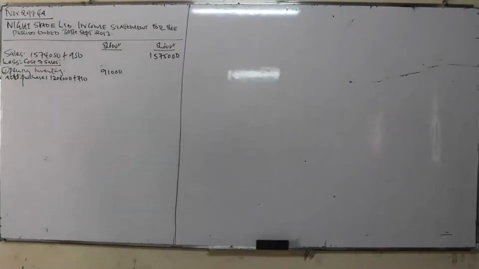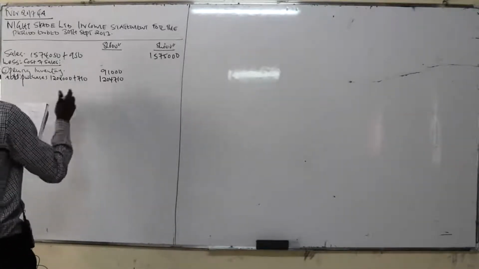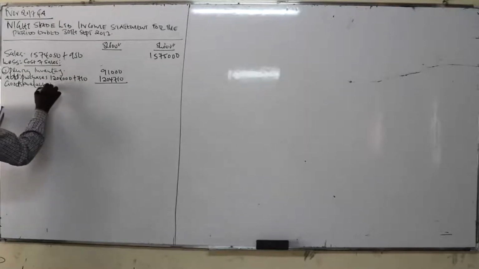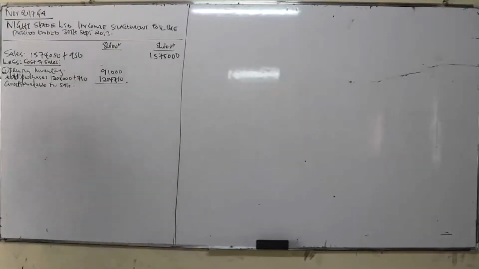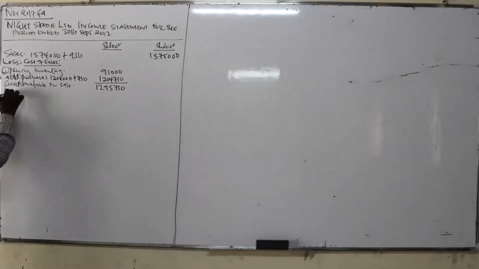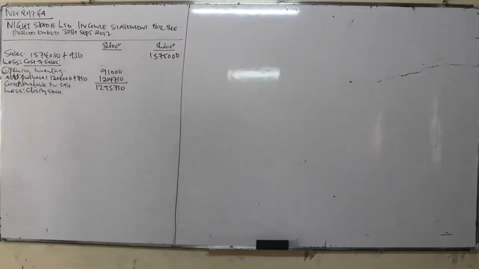1,204,710. So that one is going to give us what we call goods available for sale. How much is it? 1,295,710. Then you're going to less closing stock. Our closing stock is how much? 112,300, isn't it?